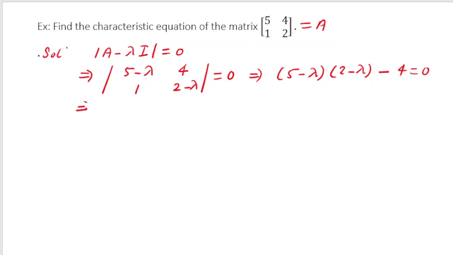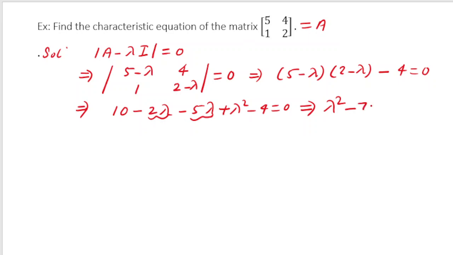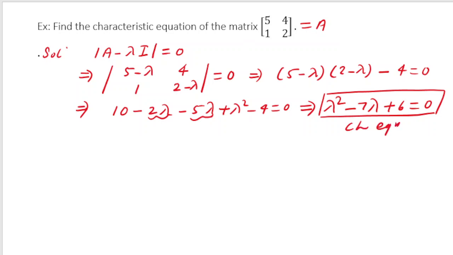Further simplification will help us. 5 into 2 is 10, minus 2 lambda, minus 5 lambda, plus lambda square, minus 4 is equal to 0. As the convention is to write the highest degree term first, I write lambda square, then minus 2 lambda and minus 5 lambda is minus 7 lambda, plus 6 is equal to 0. This equation that I have got is known as the characteristic equation of this matrix.